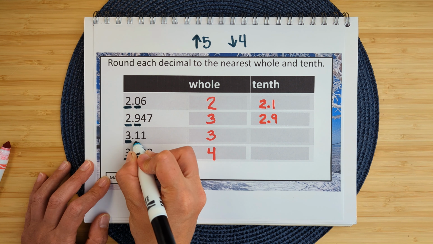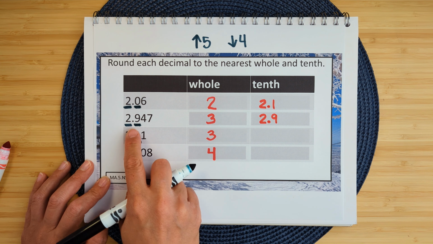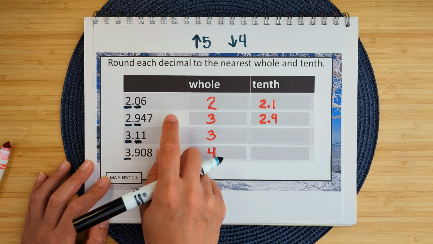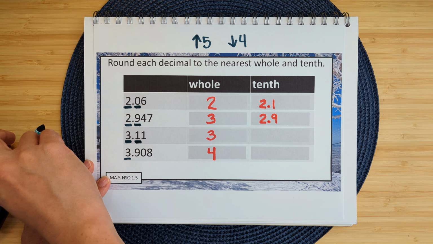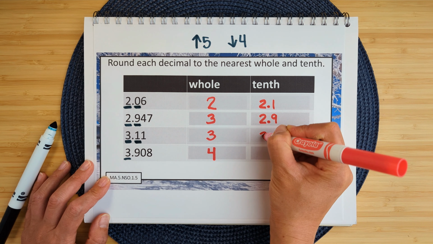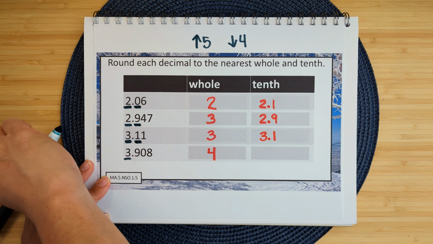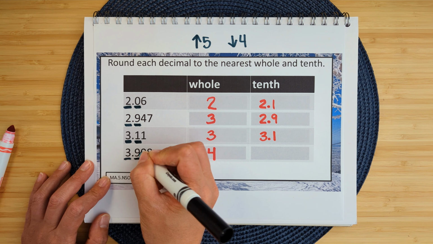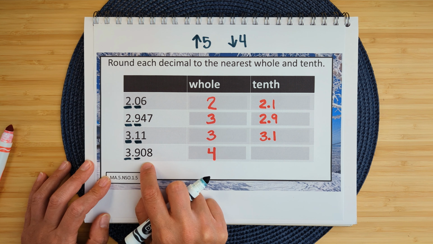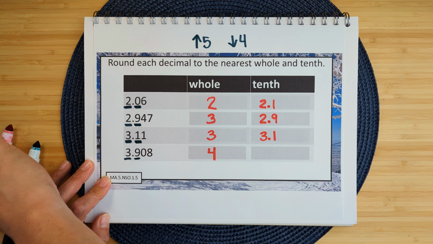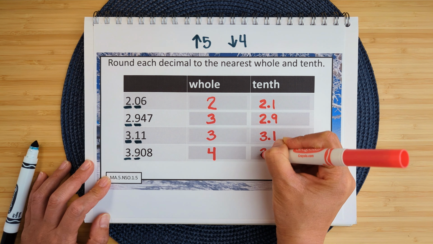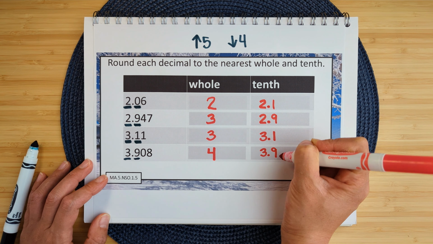3 and 11 hundredths. Look at the tenths place, look to the right. It's 1, it's less than 5. It's going to stay at 3 and 1/10. And the last one is 3 and 908 thousandths. Looking at the 9 in the tenths place, look to the right. It's 0, so it's going to stay the same for the tenths place. So 3 and 9/10.